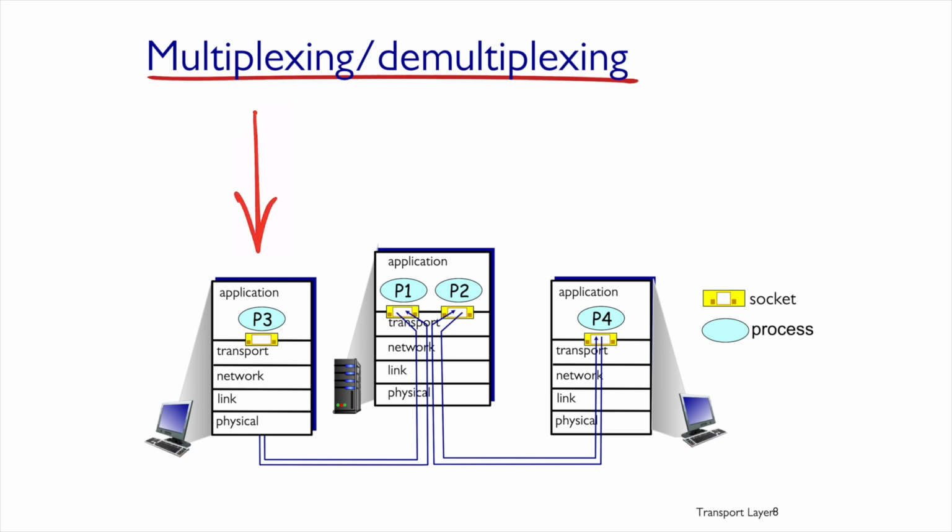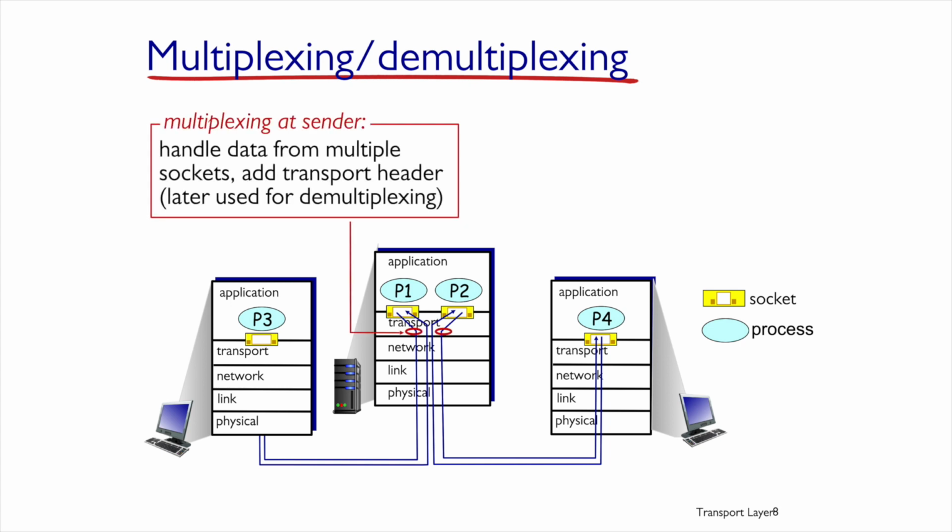On the leftmost host, we run a P3 process. On the central host, we run 2 processes, P1 and P2. And on the 4th host, we run process P4. You can see that the whole process is connected through a socket, which is a combination of an IP address common for the whole host and a port that is unique for each process.